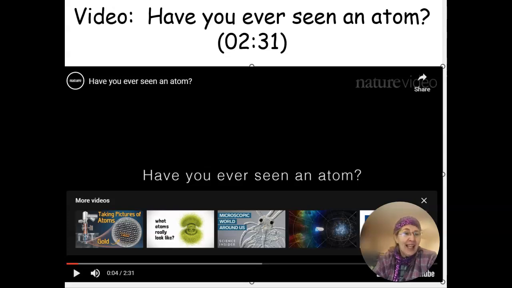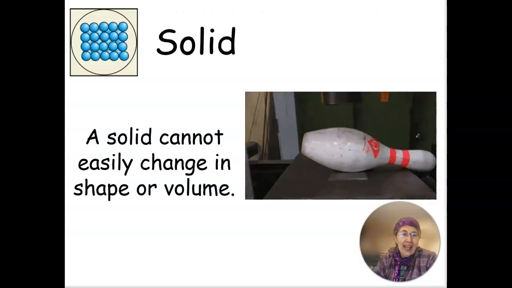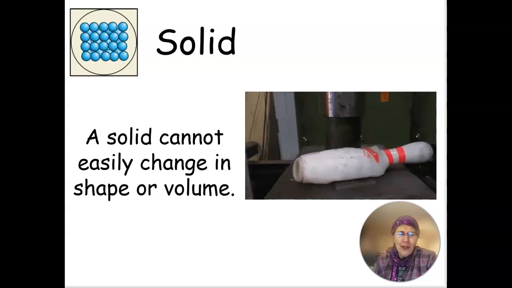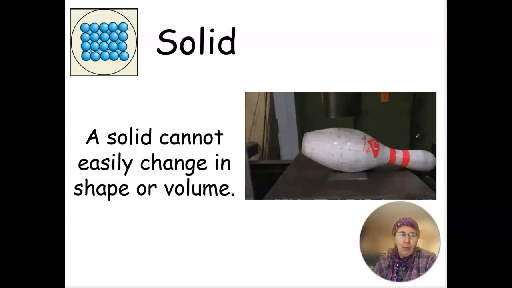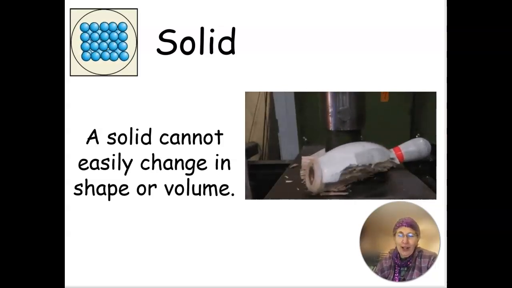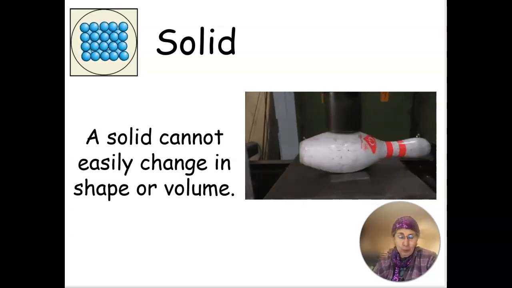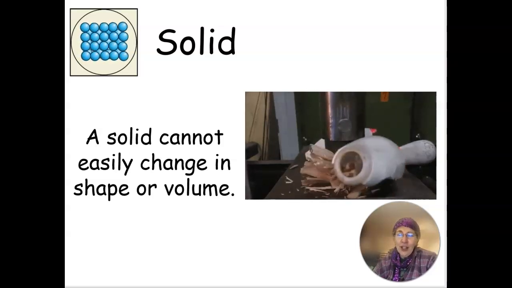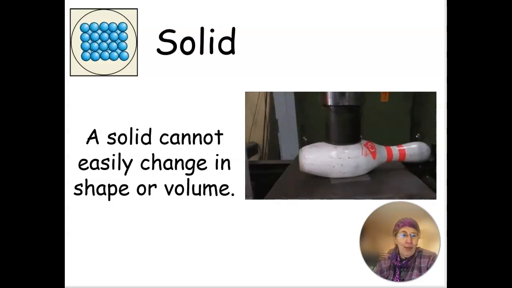So a solid has a definite shape and a definite volume, and it doesn't easily change its shape. So I don't know if you've ever looked at some of these crazy videos about a hydraulic press, but there's a bunch of them like a hydraulic press versus a bowling ball, a hydraulic press versus M&Ms. And so a solid, it takes some force to get it to change shape. So it has a definite shape and has a definite volume.